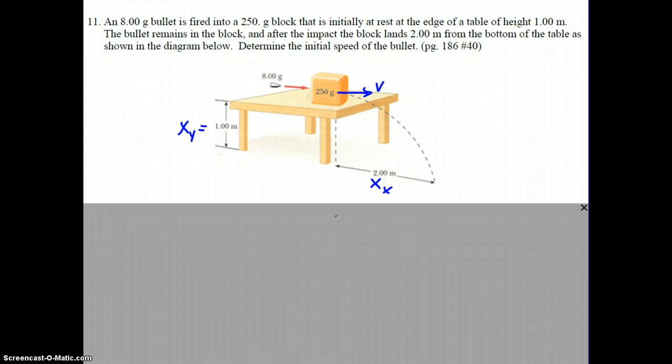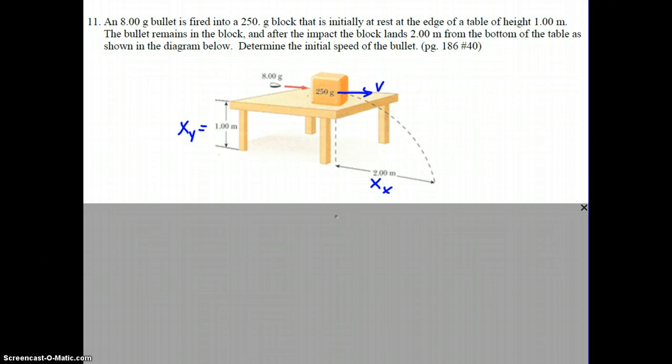Okay, in this case, it looks like we're going to have a conservation of momentum question, and just by the diagram alone, we see that it's probably being combined with the projectile motion concept. The 2 meters from the edge of the table, as labeled in the diagram, would be the range, Δx. And the 1 meter labeled as the height of the table would be our Δy value.